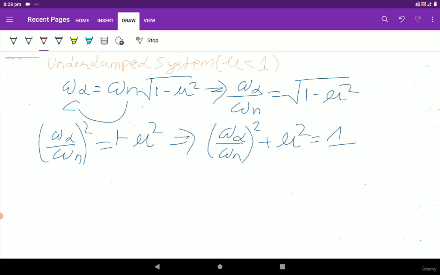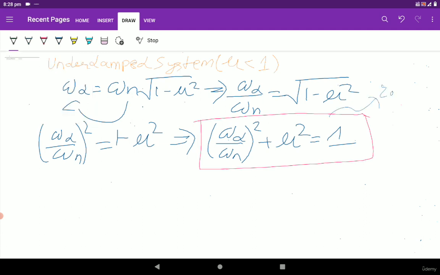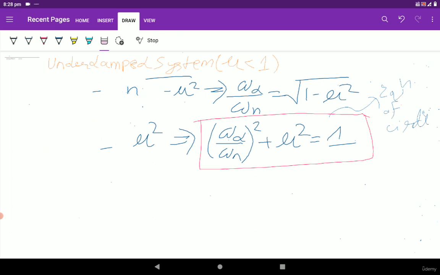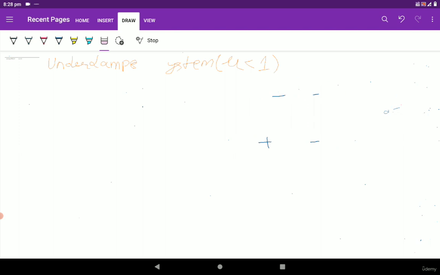So this is the equation of a circle. So let's plot. When we plot this equation, that is omega d by omega n square plus mu square equal to 1, we are going to get the curve something like I'm going to plot now. Okay, so this is erased. You're going to get the curve something like this.